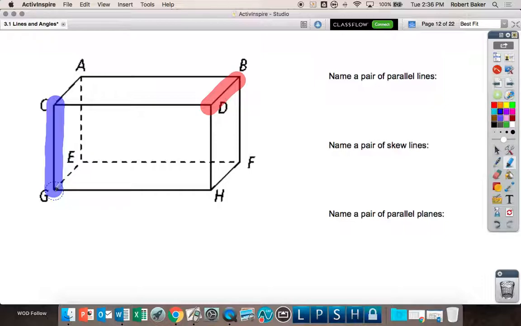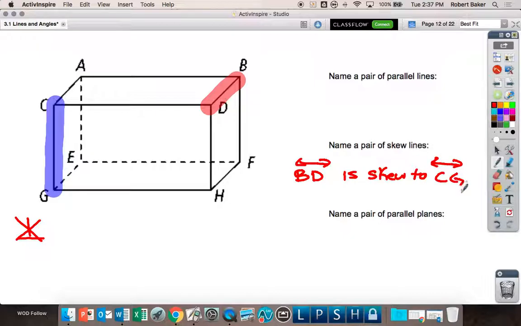So how do I answer that? How do I say line BD and line CG are skew? Draw a line and then a line. Horizontal. Are you talking about this one? No. That means perpendicular. So you can't say that. Here's how you have to do it. You do line BD is skew to line CG. All right, so there's no shortcut there. You have to write "is skew to".